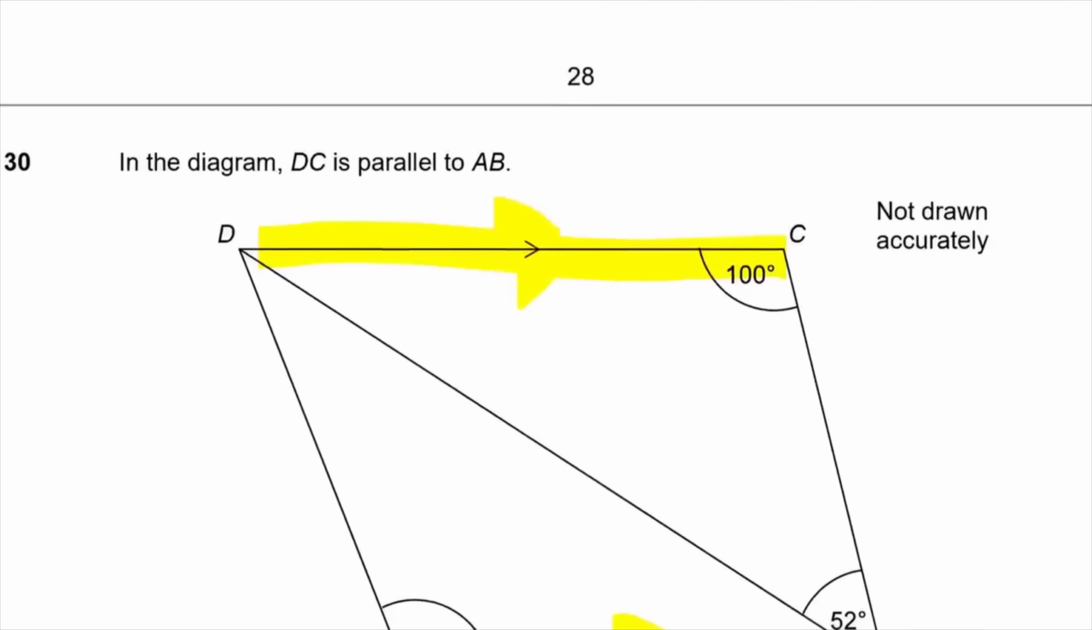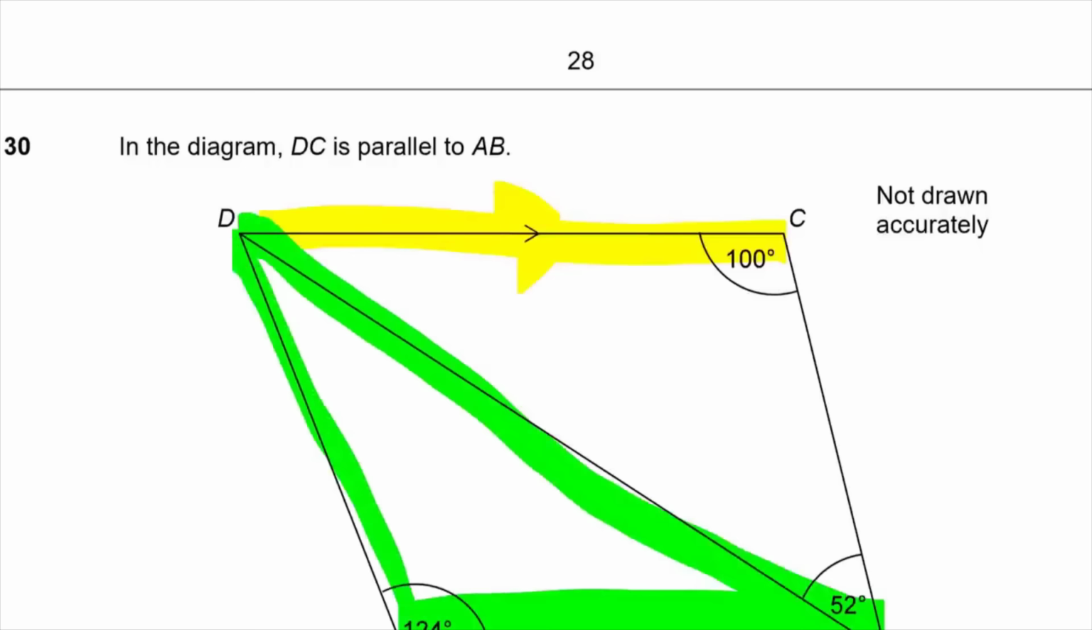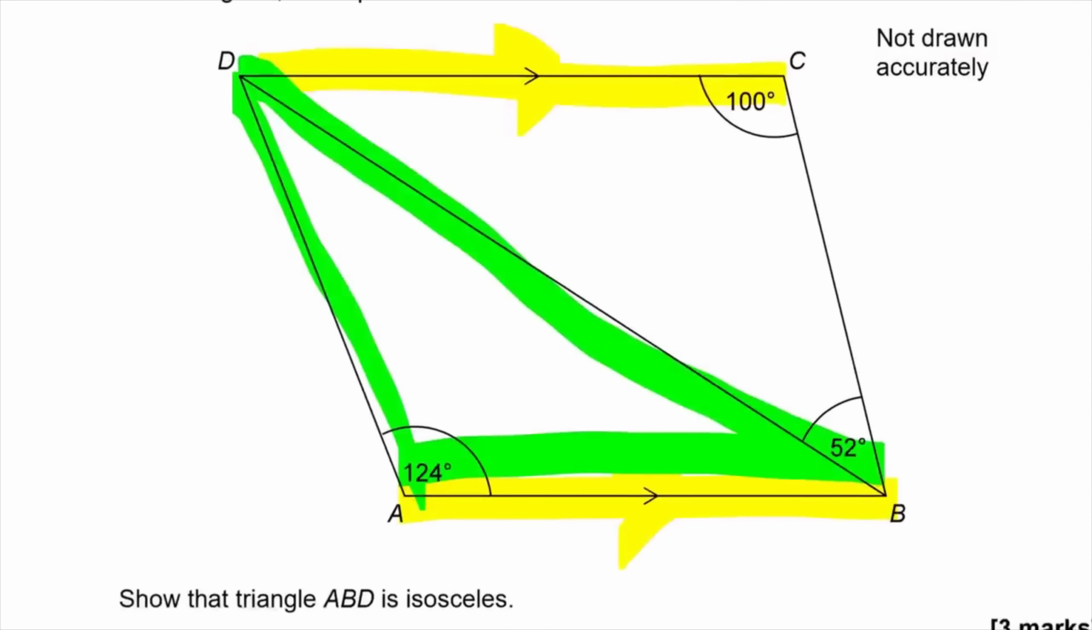So where's ABD? ABD, this triangle here, that's the triangle I'm looking for. And I need to show that it's isosceles. In other words, I need to either show that the lengths of two sides are equal. I'm not going to be able to do that. Or I can show that this angle and this angle here must be equal to each other. Okay, so I know the angle at the top is 124, so I need to show that this angle here and this angle here are going to be equal to each other and therefore isosceles. Okay, so how am I going to do that?